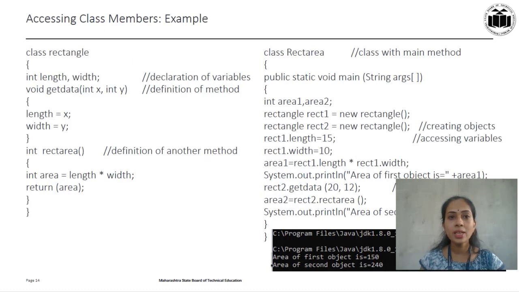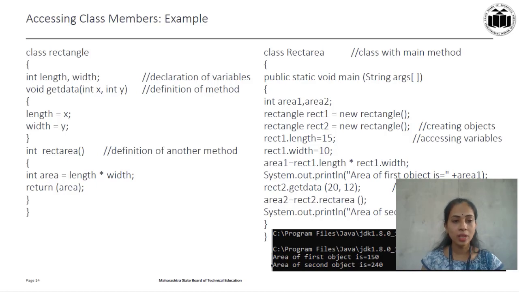So let us see this concept with the help of an example. In this example, I have created two classes. One is Rectangle, in which I have declared two variables, length and width. In the next method, getData, I have passed two parameters of integer data type, x and y respectively, and in the curly brackets I have assigned length equal to x and width equal to y.